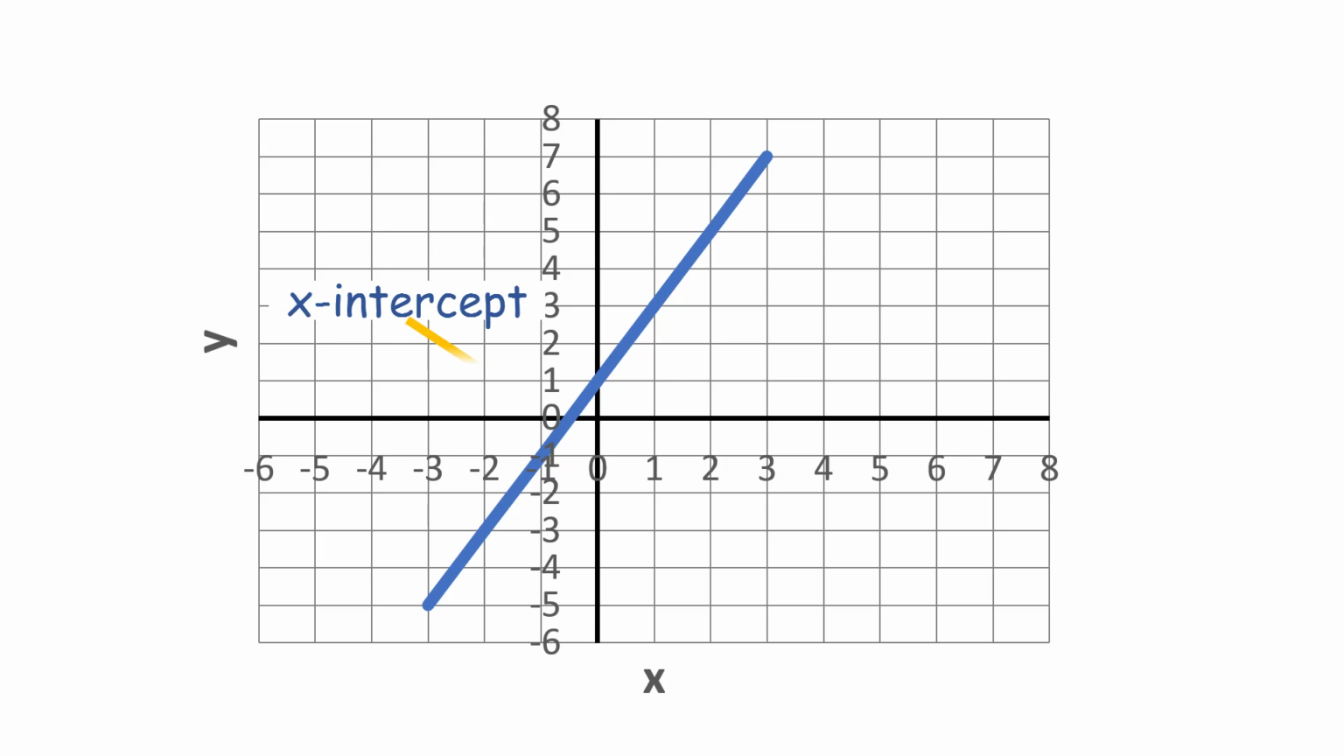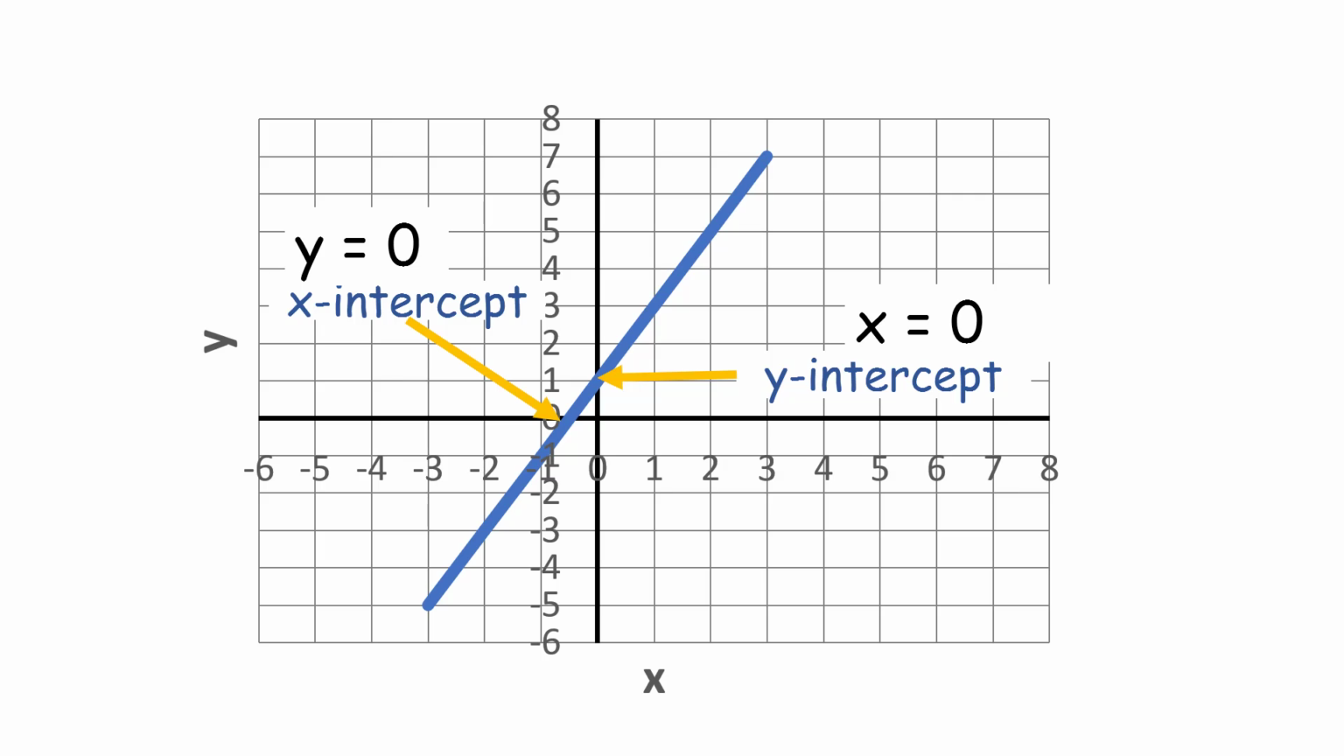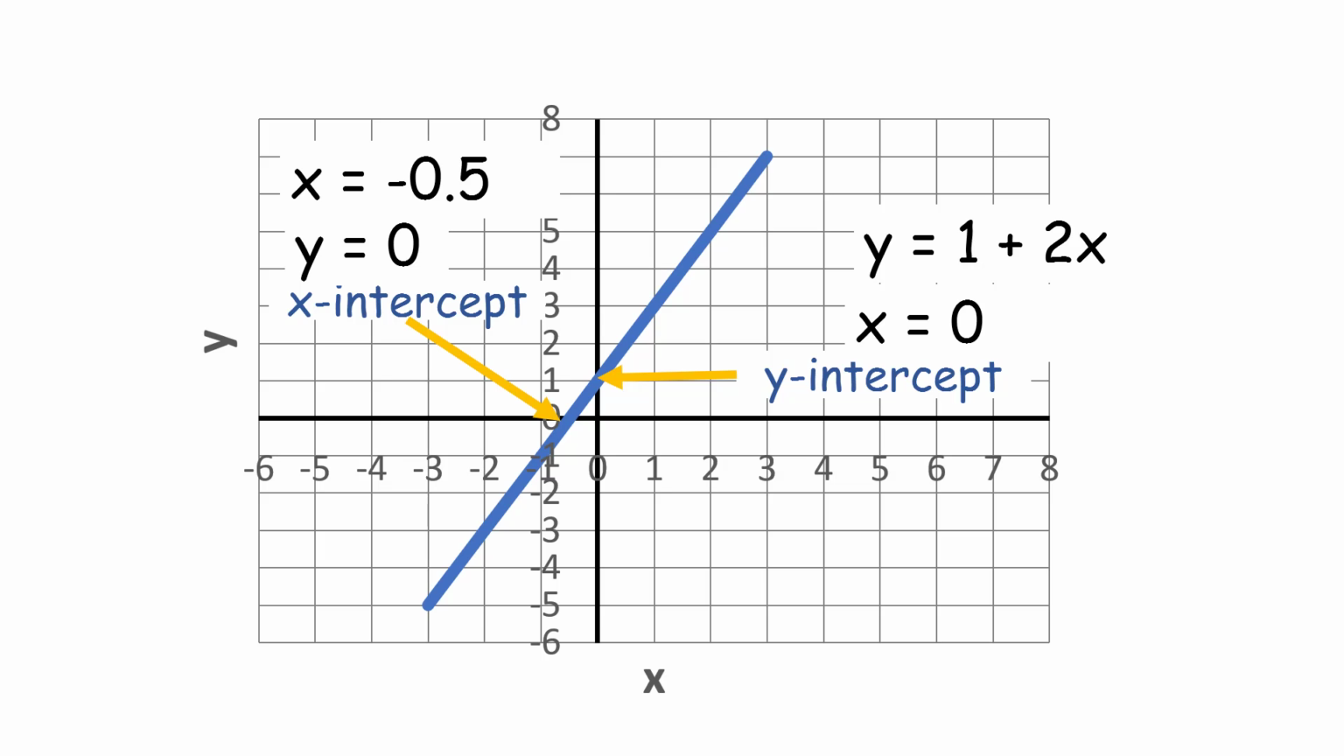The point where the line crosses the x-axis is called the x-intercept, and the point where it crosses the y-axis is called the y-intercept. Now, at the x-intercept, the value of y is always 0, and at the y-intercept, the value of x is 0. So to calculate the x-intercept, we just solve the equation for x with a y value of 0. And to calculate the y-intercept, we solve the equation for y with an x value of 0.